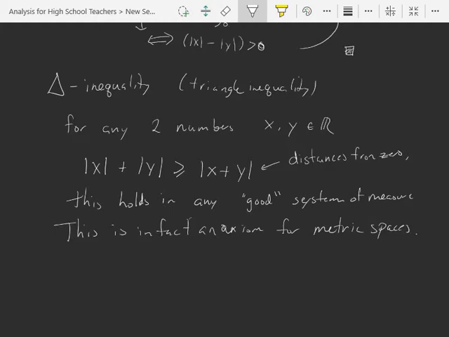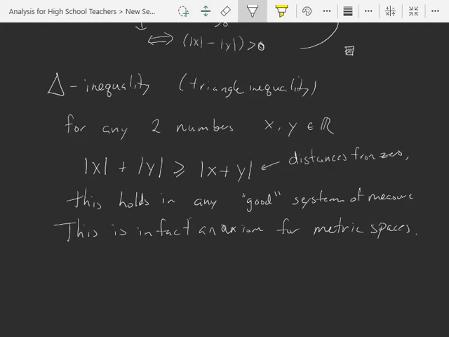So we want this to hold no matter what the metric space is. Some really common examples of metric spaces are the real numbers. We can measure the difference between any two real numbers. Complex numbers, we can measure the difference between any two complex numbers. It's the modulus of the difference. The magnitude of a vector is a metric.